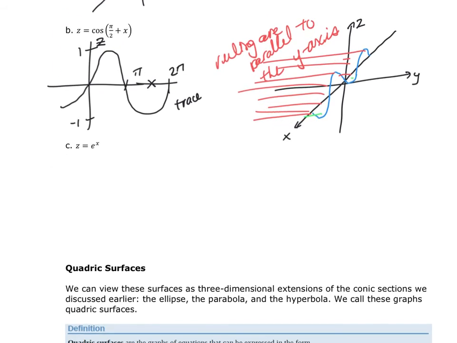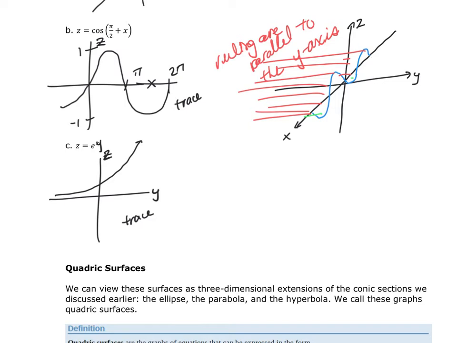Looking at C. C also has the variable, I made my life bad. I made my life bad because this is so much harder, by the way, than if I would have just said, okay, let's let this one be y, because that would make my life a little bit easier. The trace in the zy plane is going to be something that looks like this. It's the exponential function. That's what the trace is going to look like.